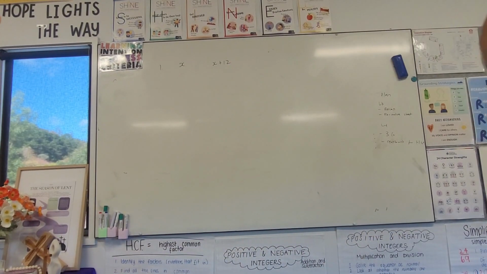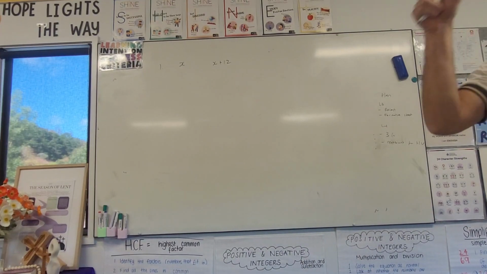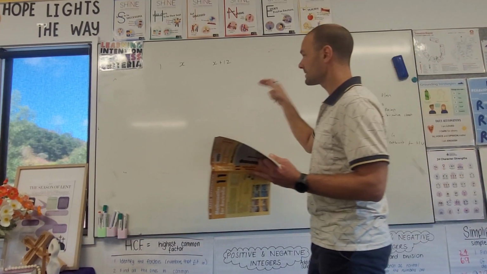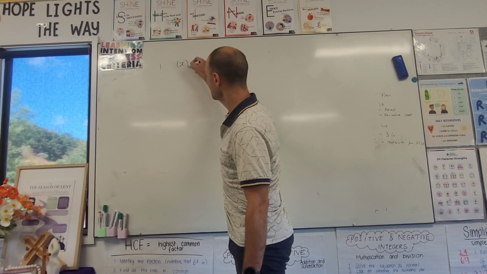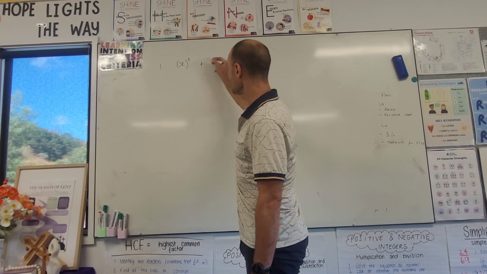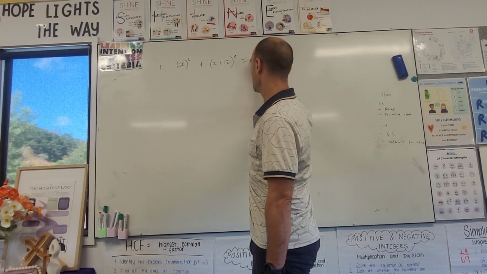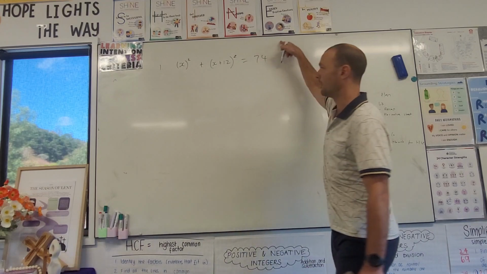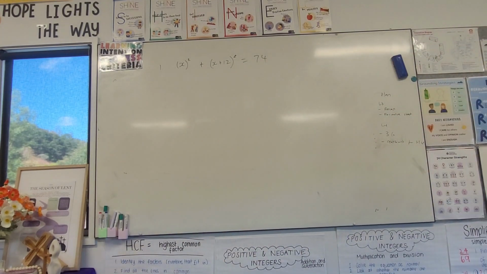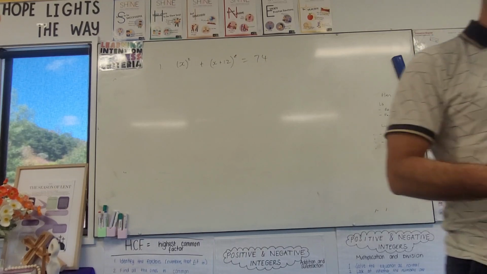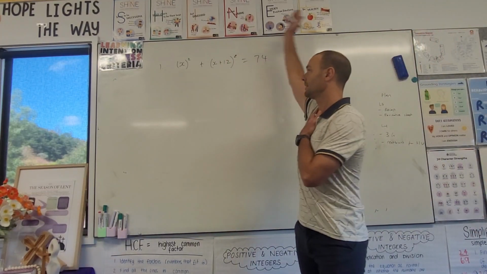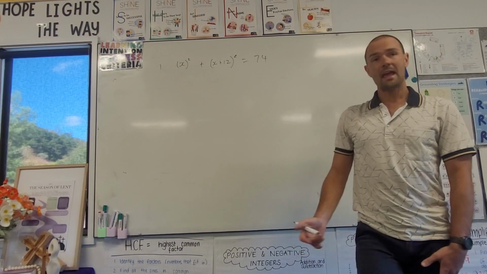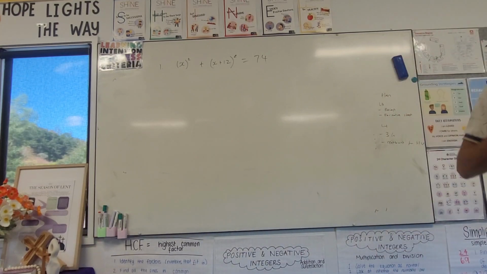Okay. Then we have the sum of their squares is 74. So that means this number squared plus this number squared equals 74. So that's the first part, that's the tricky part. Reading the question, understanding what it's asking, and then developing the equation. Now all we have to do is solve this.